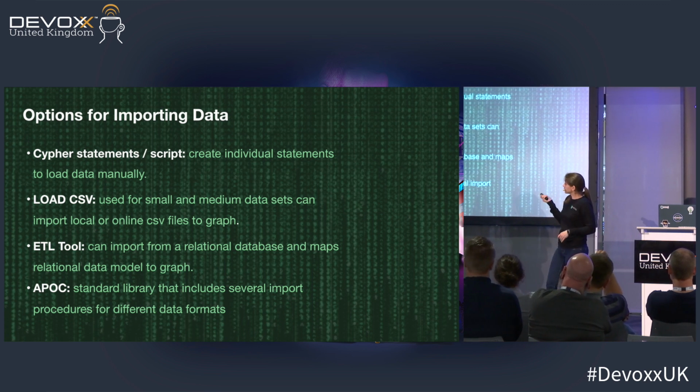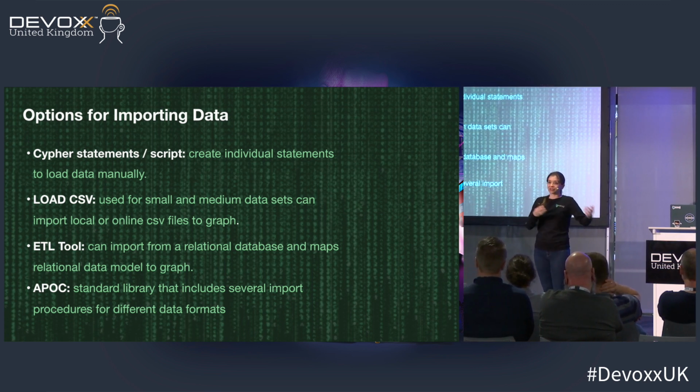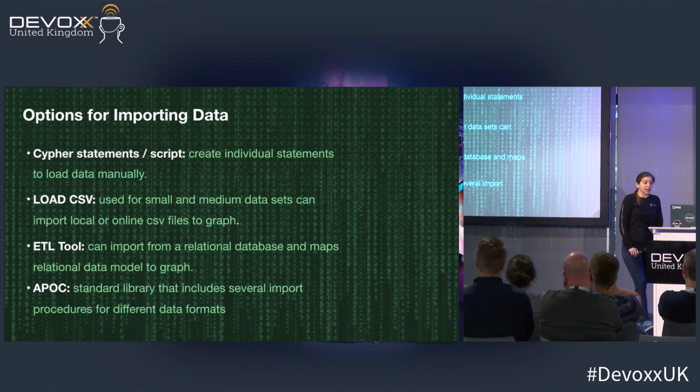First off, you can write Cypher statements like we just did, where we created Dan and Anne in the relationship. You could also put all of these into a script and run the whole script, just like you can with SQL scripts and such. But there's some easier ways to do this.